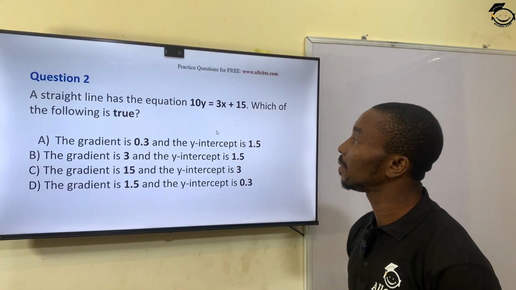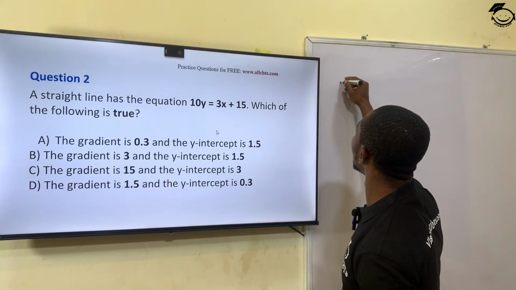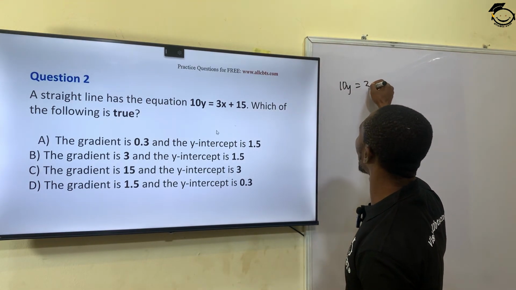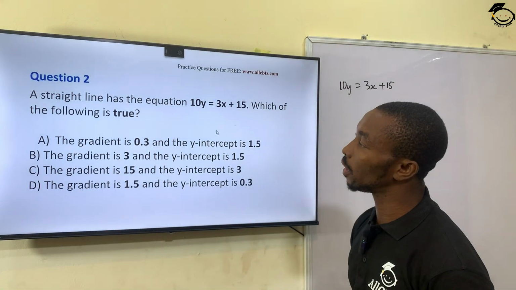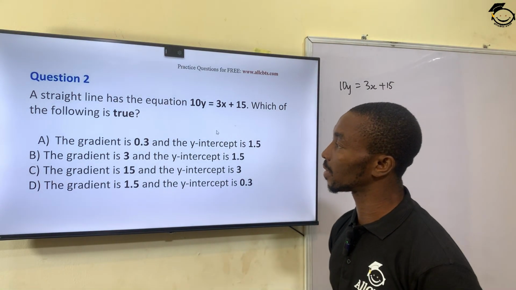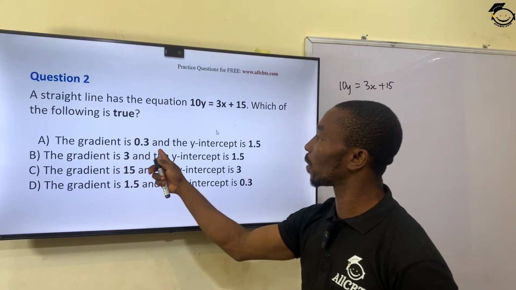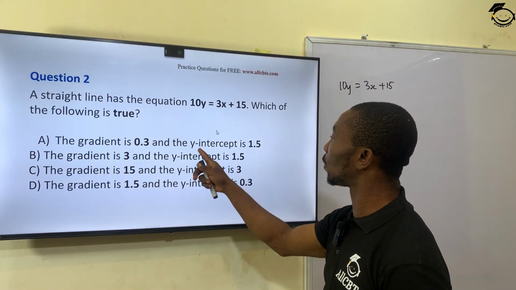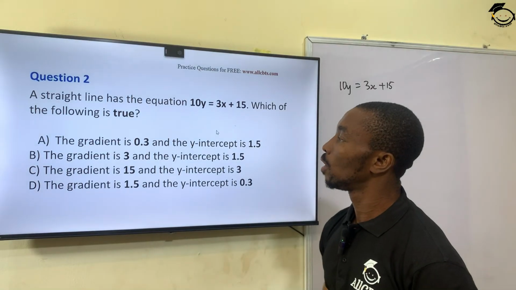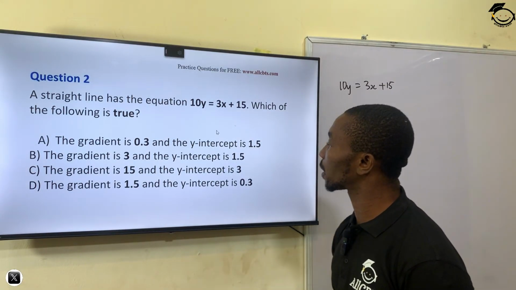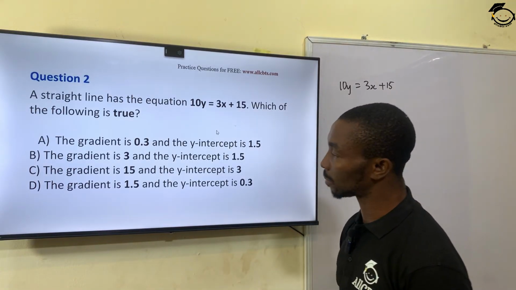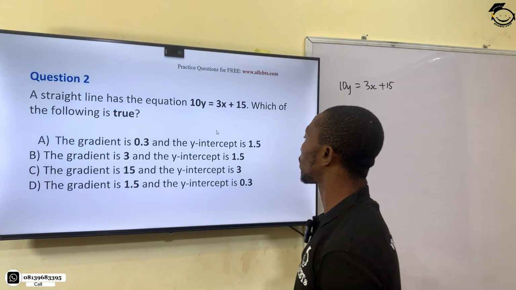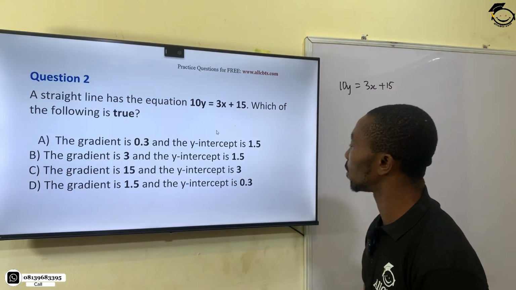A straight line has the equation 10y equals 3x plus 15. Which of the following is true? Our options say: the gradient is 0.3 and the y-intercept is 1.5. The gradient is 3 and the y-intercept is 1.5. The gradient is 15 and the y-intercept is 3. And the gradient is 1.5 and the y-intercept is 0.3.